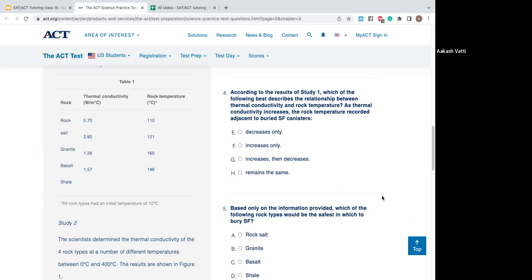All right, doesn't look like many of you are going to put your answer in the chat, so I'll just say my answer now. If you look at study 1, the higher the thermal conductivity is, the lower the temperature ends up being. So it would be E. It's an inverse relationship: the higher the thermal conductivity, the lower the rock temperature. So the answer is E for 4.